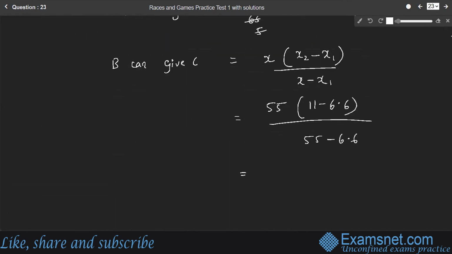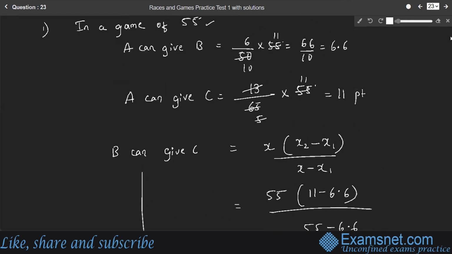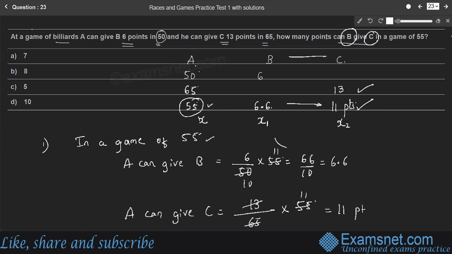So simplify it. So 55 into 11 minus 6.6, which is 4.4, divided by 55 minus 6.6. So you will get 55 minus 6.6 as 48.4, right? So 4.4 into 55 divided by 48.4. So you will get 5. B can give C 5 points in a game of 55. Therefore, option C is the right answer.